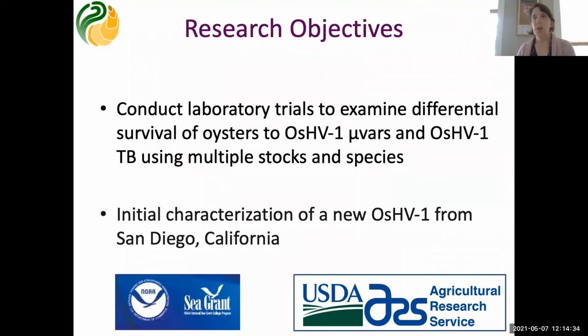So our research objectives for this part of my talk were primarily to conduct laboratory trials to examine differential survival of oysters to OSHV-1 microvariant and OSHV-1 Tomales Bay, using multiple stocks and species, and also an initial characterization of a new OSHV-1 from San Diego, California. And this work was primarily a NOAA Sea Grant project, as well as some funding from the USDA ARS.